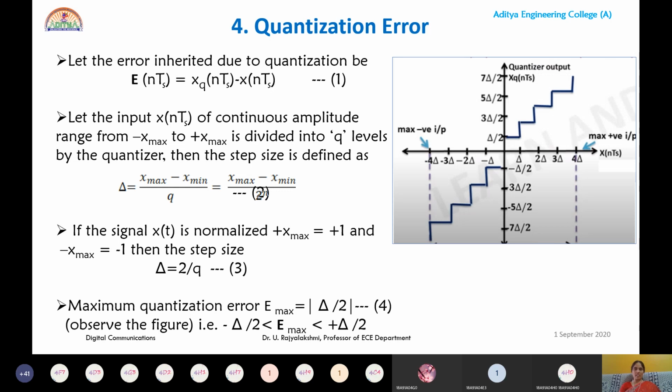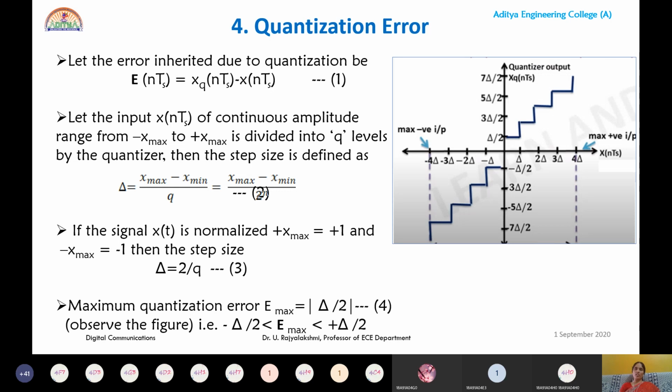What is the step size? Step size is the spacing between each representation level. You can observe the representation levels on the y-axis. Each successive spacing, please observe: 7 delta by 2 minus 5 delta by 2. How much? 2 delta divided by 2, so it will be delta only.